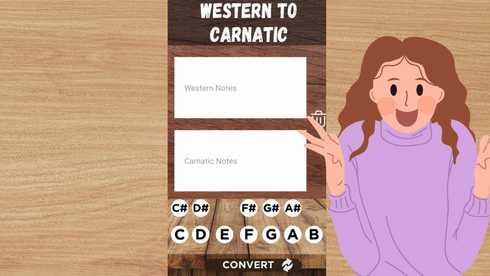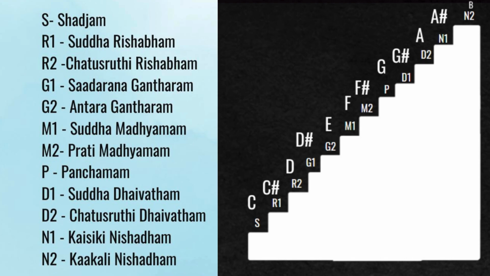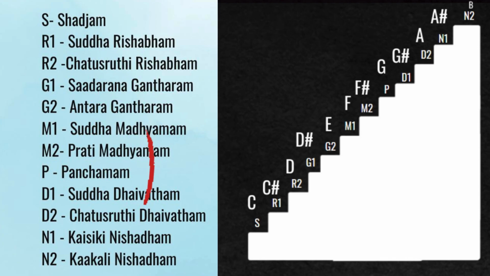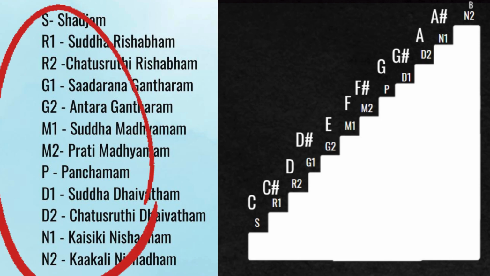First, let me show you the Carnatic music notations I have used in this app and the mapping with the Western notations so that it is clear for you. So, in Carnatic music, we have a lot of notations. People use different notations for these swaras, isn't it? So we have Shadjam, Rishabam, Gandharam, Madhyamam, Panchamam, Daivatam, Nishadam, and two variations for some of the swaras.